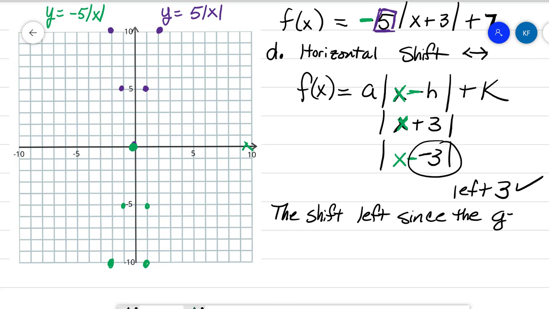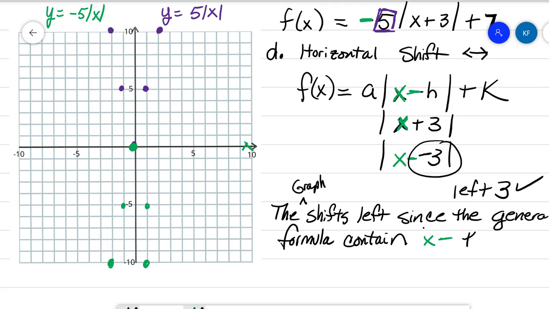and I'm going to say general formula. This is actually the vertex form. Contains that x minus in it. Thus, and you would have to summarize this in your own words when you're talking to me or showing me that you understand. So the shift left, so the graph shifts left since the general formula contains x minus, thus 3 is negative.